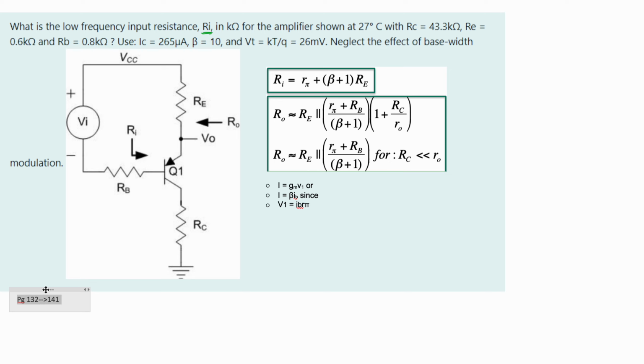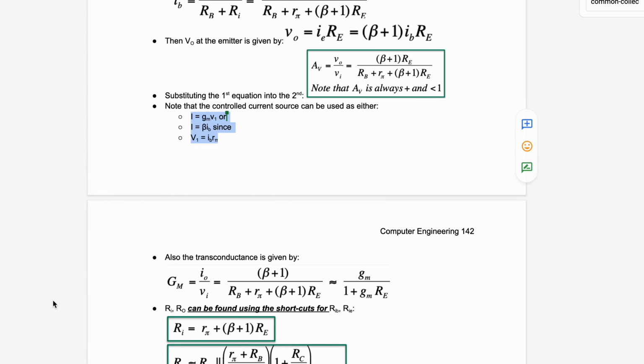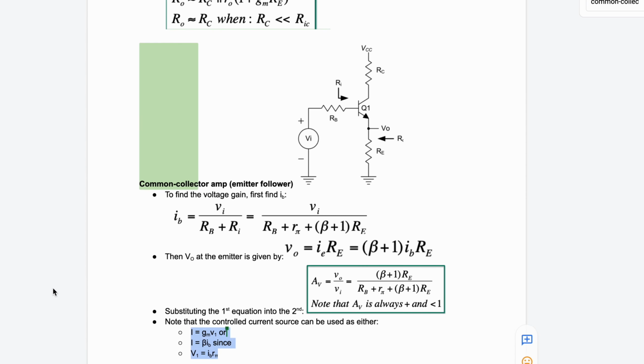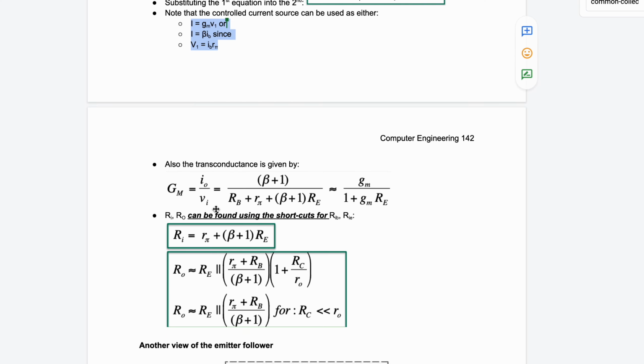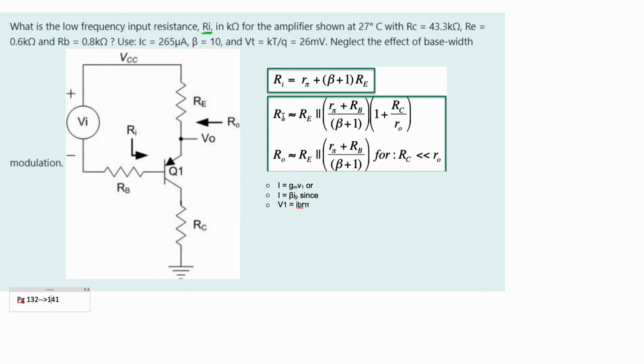We're going to look at the notes linked below the like button on page 132, and then we're going to look at page 141. On page 132, we are going to find out that this is a common collector amplifier. After finding that out, we are going to use that information to get the equation for our Ri. We're also going to possibly need these to solve for something inside of here. So looking at this, we can do the problem.